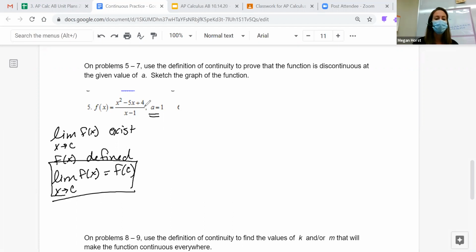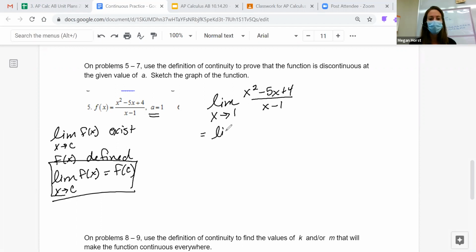Oh, sorry. So we're proving that this function is in fact discontinuous. So let's take a look. We're going to start with the limit as x approaches 1 of x squared subtract 5x plus 4 all over x subtract 1. So this limit needs to exist. So we're going to check and see if we can sub that in.